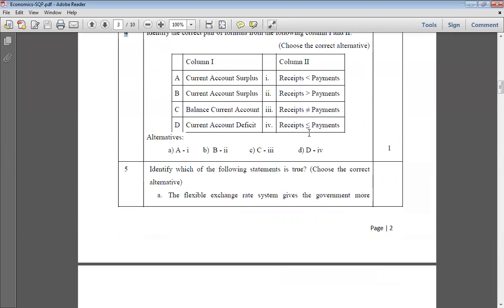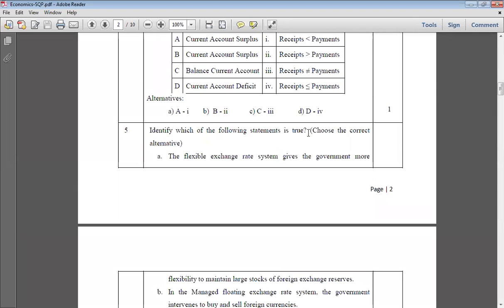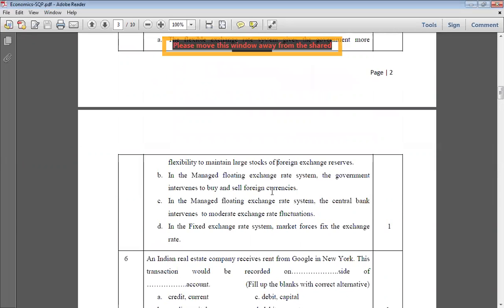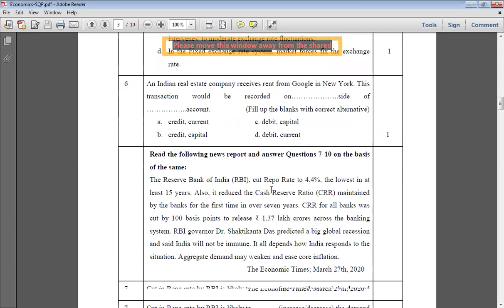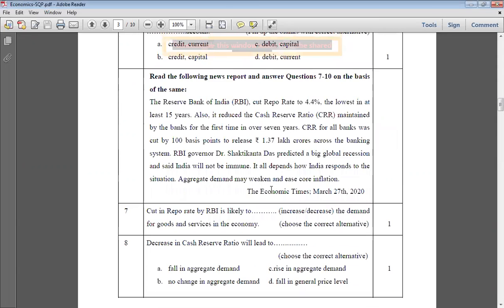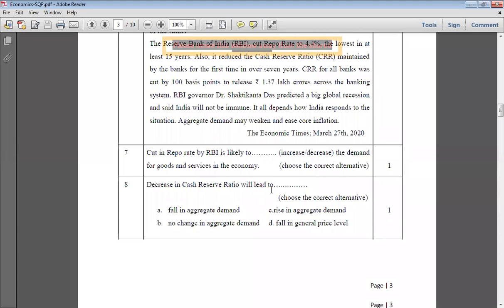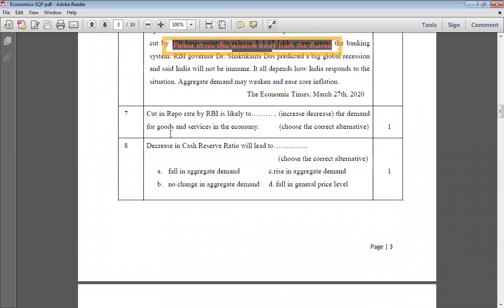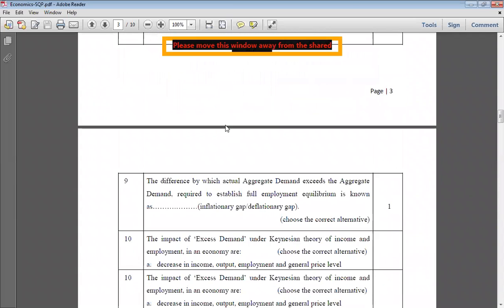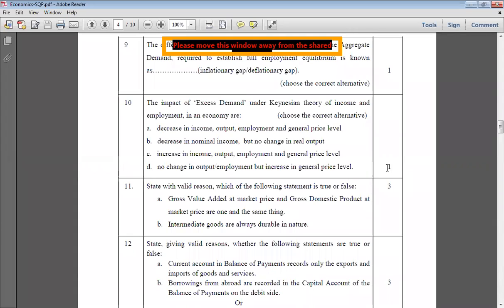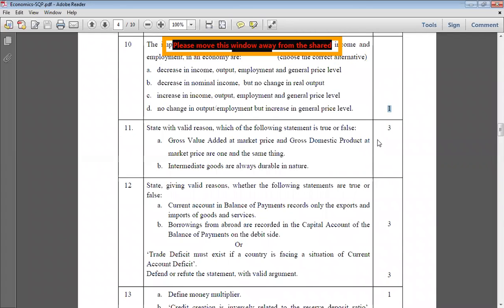So we'll be having match the following, and choose the best answer. Then you have to read this passage and answer accordingly, so you must have current, recent knowledge. Then here also MCQs. So this is from part A. The first 10 questions in part A, macroeconomics, will be your 1-mark questions, and then 2 3-mark questions.